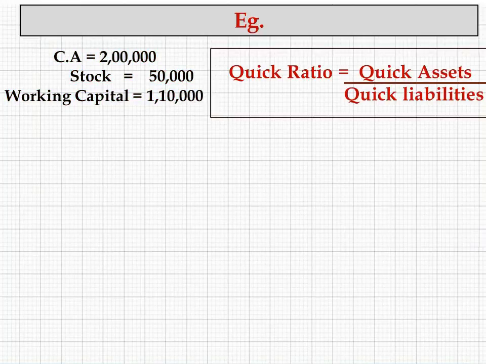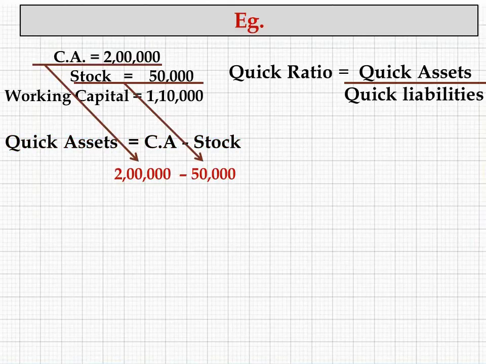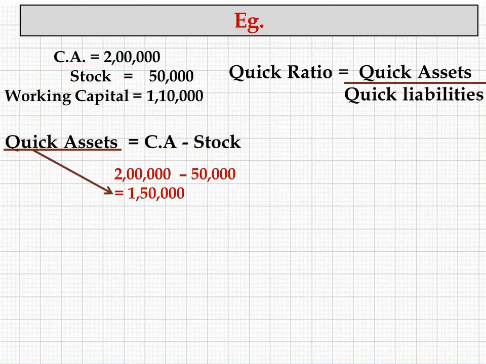You know, the formula of quick ratio is quick assets upon current liabilities. In this question, what is the value of quick assets? You know, quick assets are not clearly given in this question, but we have been provided current assets and stock. Quick assets is equal to current assets minus stock. That is 2 lakh minus 50,000 is equal to 1,50,000.